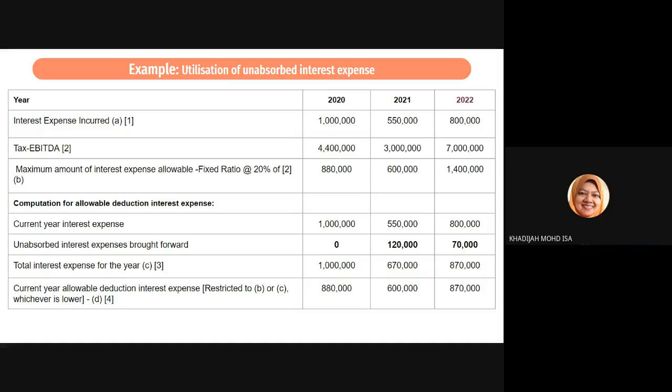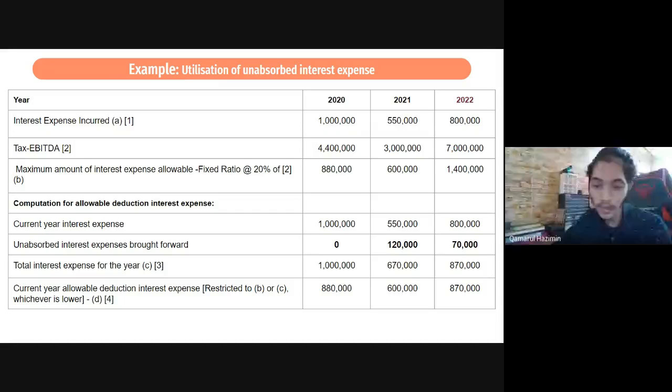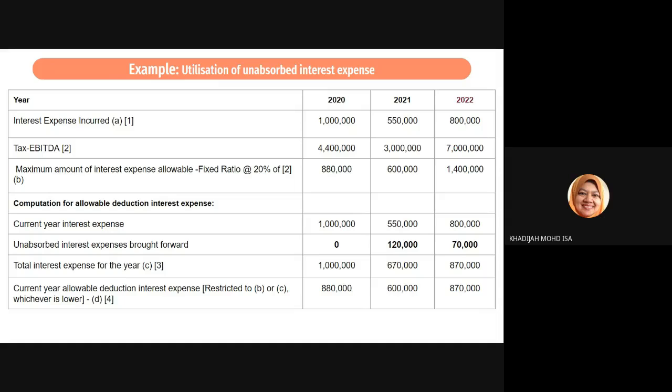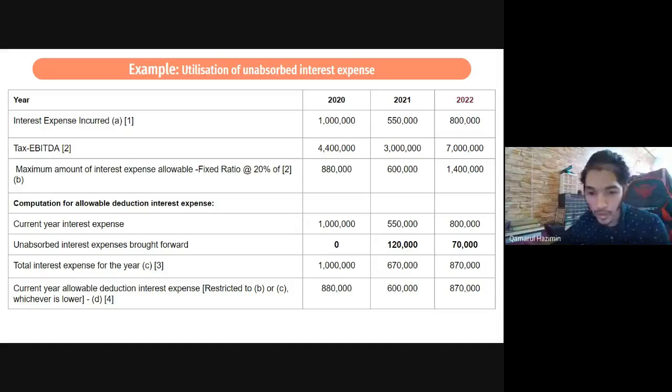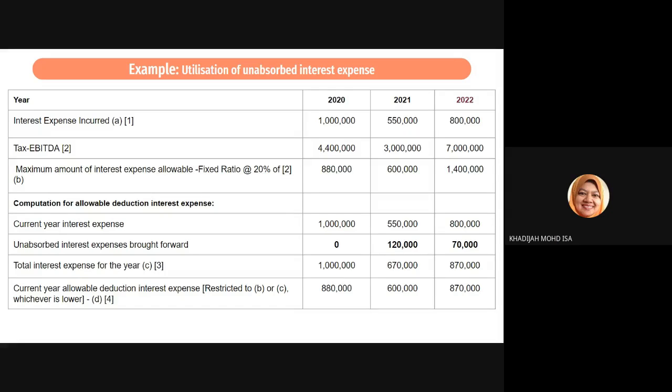Okay, so your current year interest is 550 plus the brought forward, so you have 670. Yes. But because the maximum amount allowed is only 600, that is the maximum amount that can be deducted. So you can claim 600,000, instead of what you actually incurred, which is 550, for the year. So the remaining 70,000 will be carried forward. You carry forward again, right?